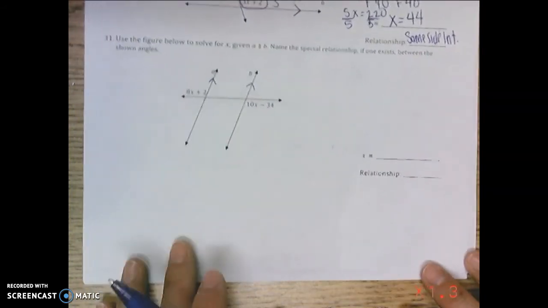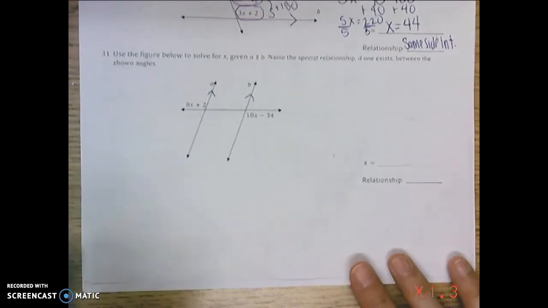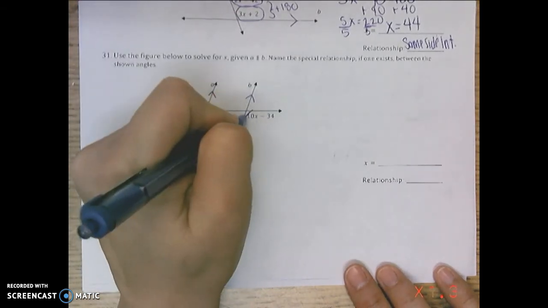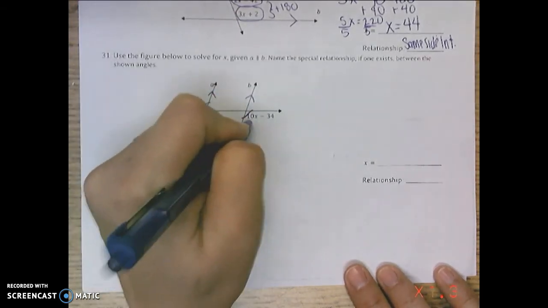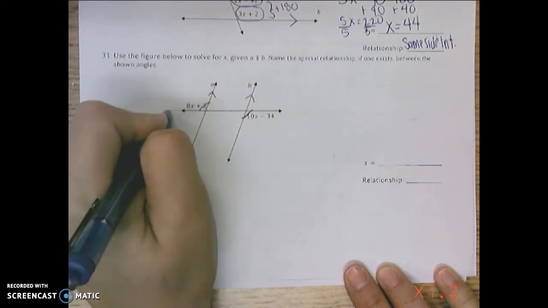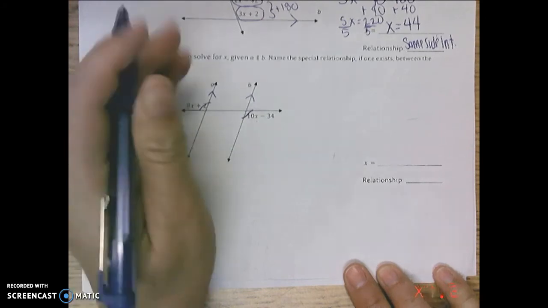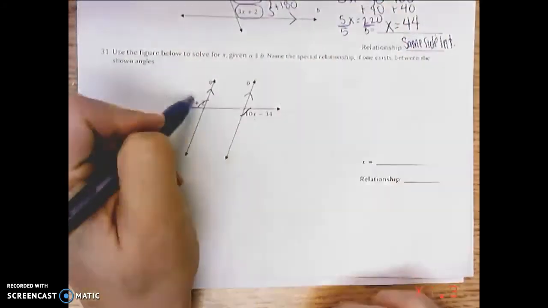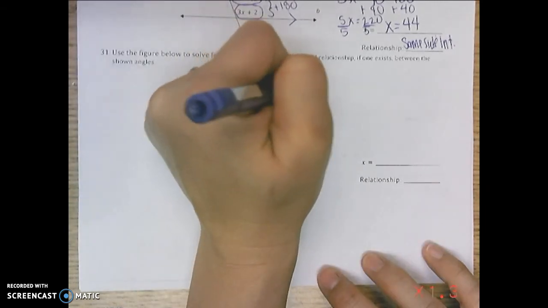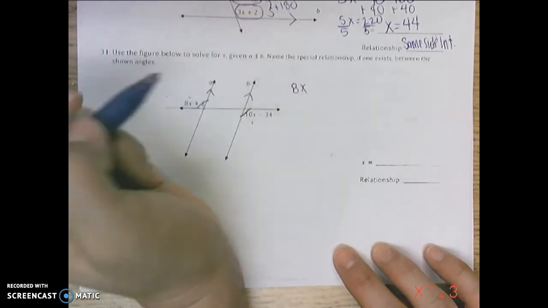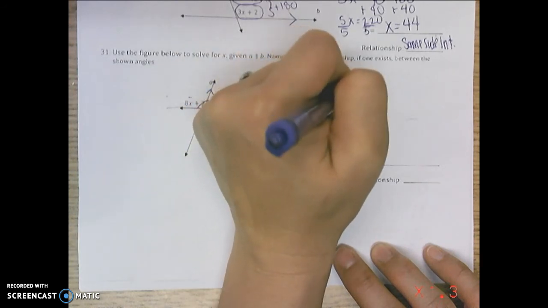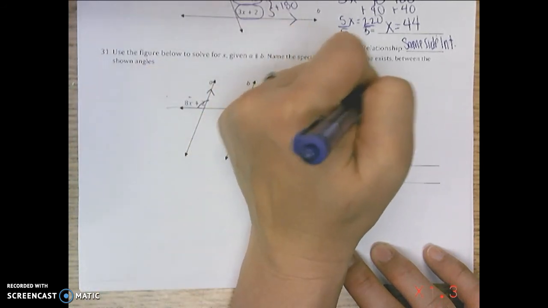Okay, so 31 will probably be the last one that we can squeeze in this video. If you look at these two angles, they are congruent because they're alternate exterior angles. The parallel lines are cut by a transversal. They're outside of the parallel lines and on opposite sides of the transversal. So I'm going to set them equal to each other. 8x plus 2 equals 10x minus 34.